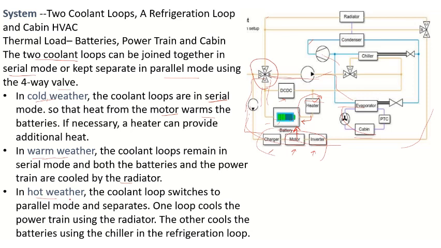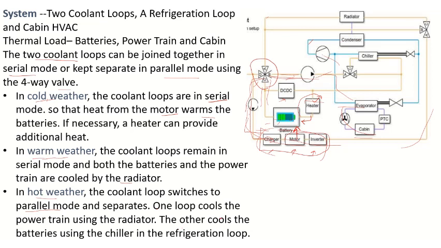Now under hot weather conditions, where we will get more heat, the coolant loop switches to parallel mode. One is operated by the radiator. This is another switch: first one, and this is the second one. So one loop cools the powertrain by using the radiator, with the help of the radiator and the pump. So the powertrain is being cooled now, right?